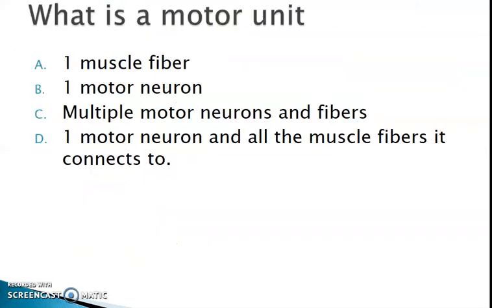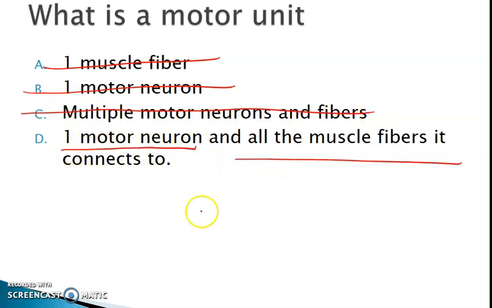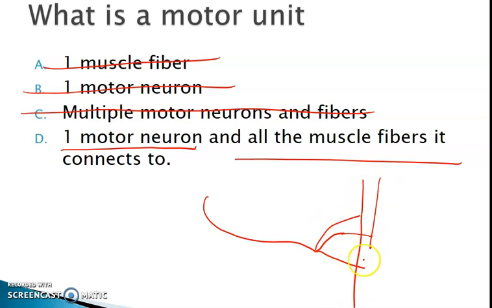So what is a motor unit? No, it's not just a muscle fiber. It's not a motor neuron. Multiple motor neurons in one fiber, that's the opposite. One motor neuron and all the fibers it connects to. So we have our neuron going out, it branches. Yes, I apparently really like the red pen right now. So it's all the fibers it attaches to.